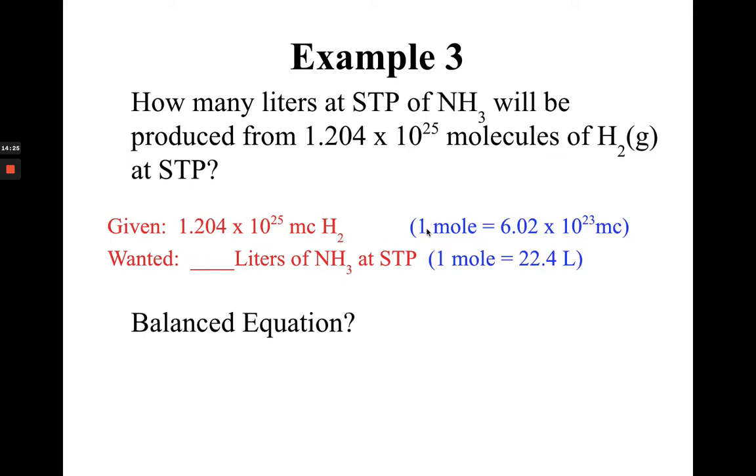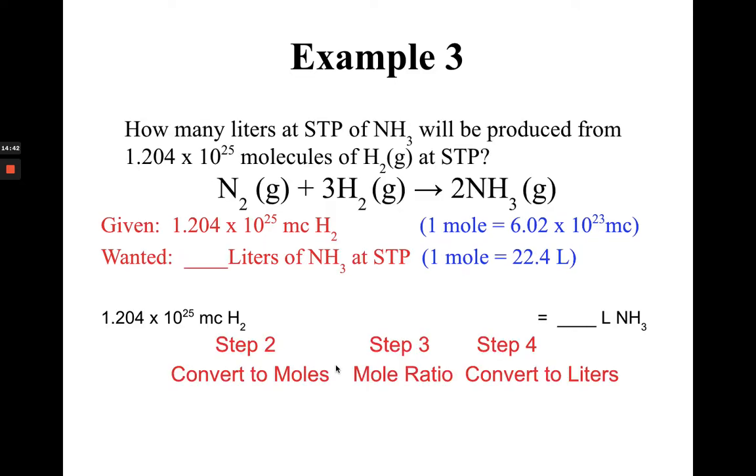And remember, 1 mole of molecules, MC is what I usually write for molecules, 1 mole is 6.02 times 10 to the 23rd molecules. We're converting to liters, and remember, the relationship between moles and liters is 1 mole is 22.4 liters. Now we're going to need step 1, the balanced equation. So the balanced equation for the synthesis of ammonia is going to be 1 mole of nitrogen plus 3 moles of hydrogen to give us 2 moles of ammonia.